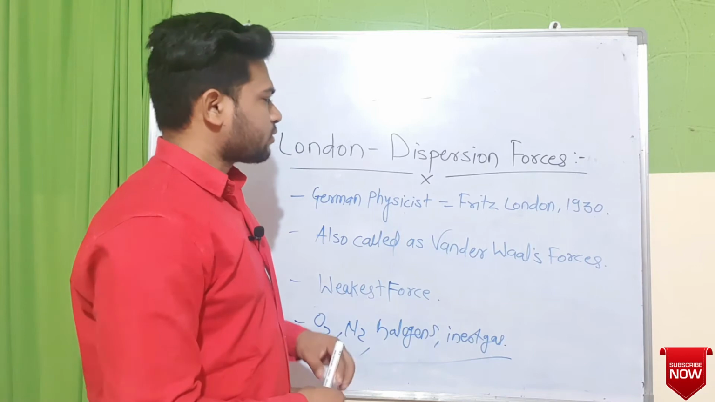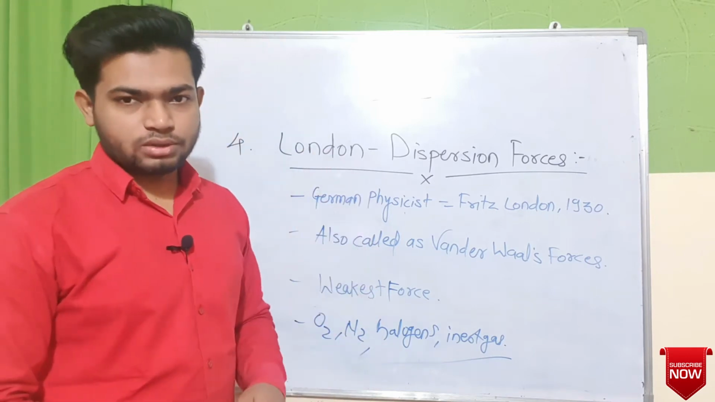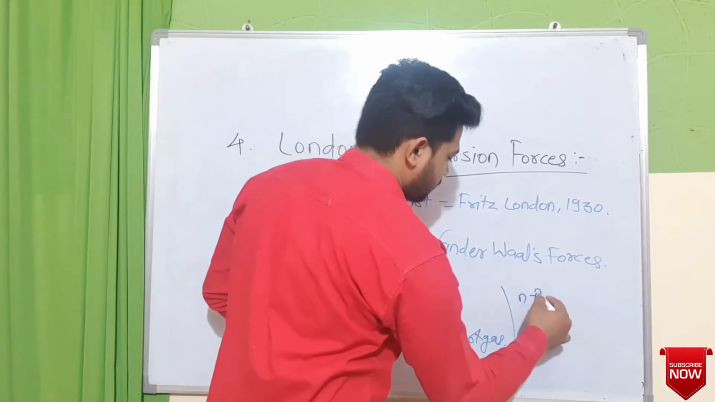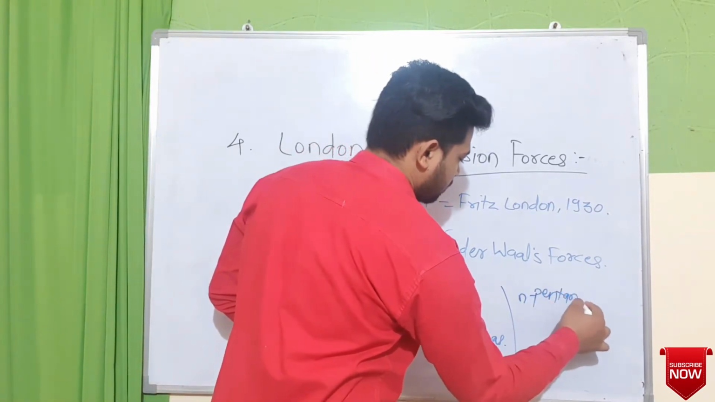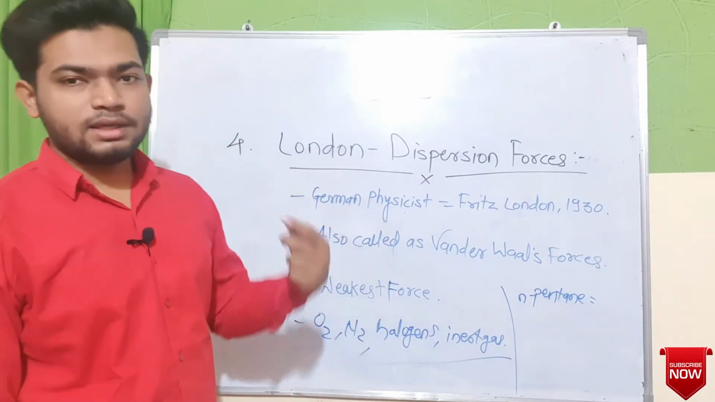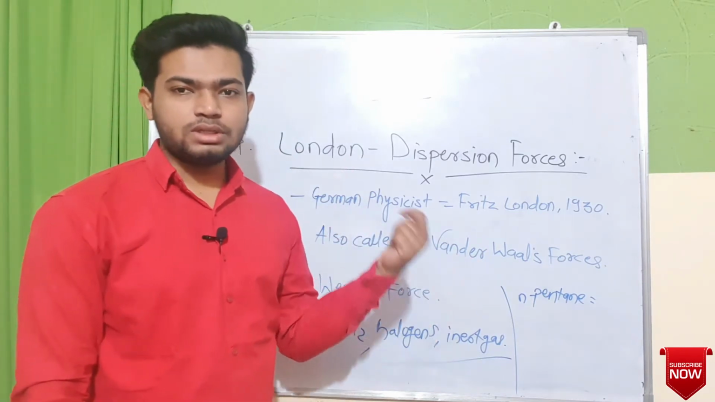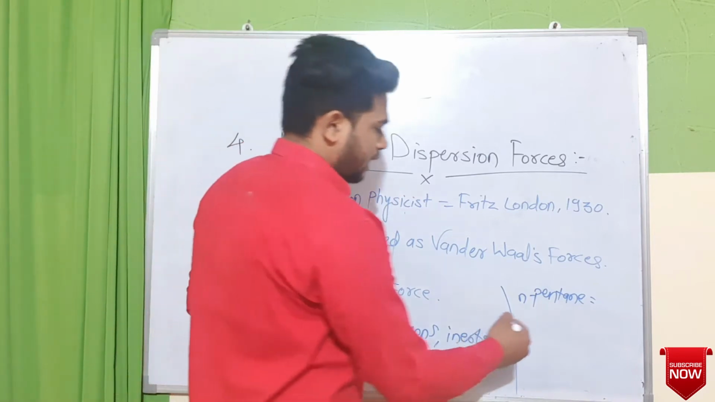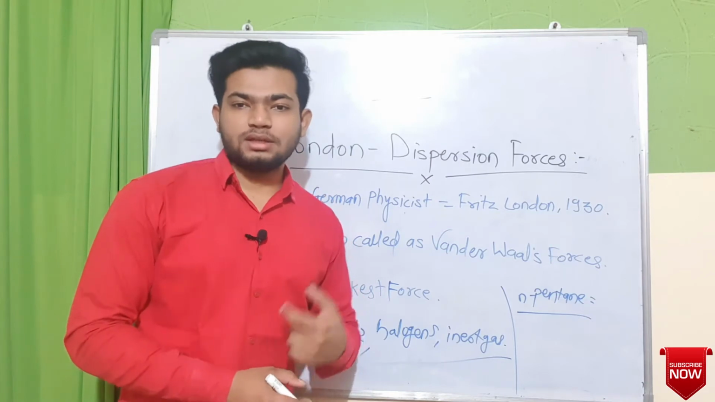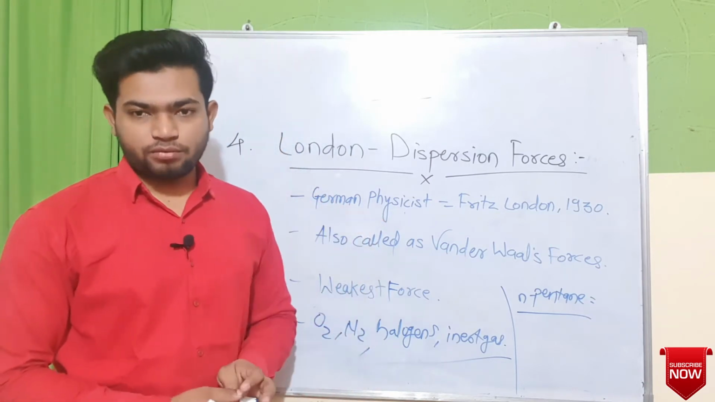And another point is, in the long chain molecules, okay, suppose for example we have taken n-pentane. Okay, n-pentane is a long chain molecule. In n-pentane, the London dispersion forces are higher. In the long chain molecules, the London forces will be higher, and in the branched chain molecules, the London forces will be lower, and this affects the physical property of that molecule.